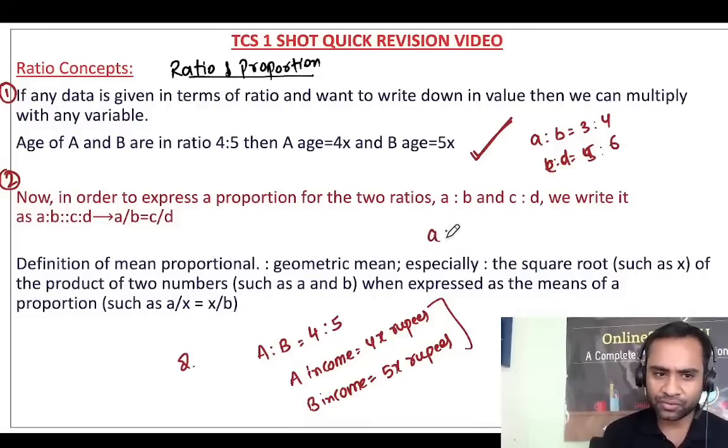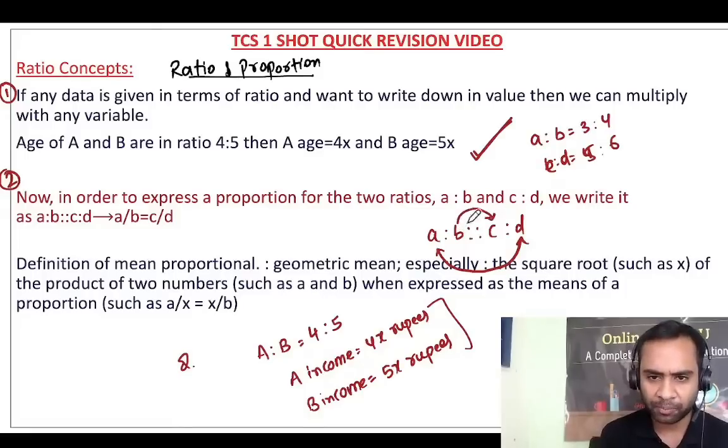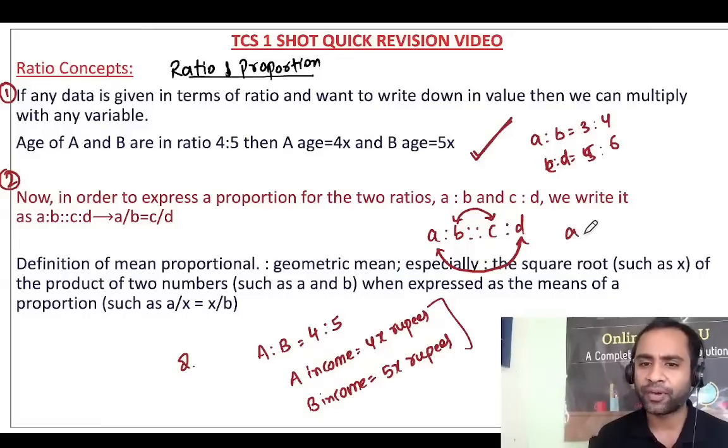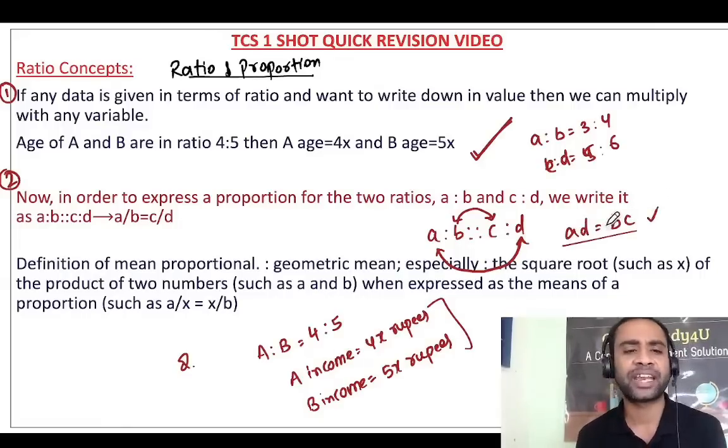So A is to B and then C is to D. Basically, you have to multiply this corner one, and multiply this two middle one, and equate. So AD will be equal to BC. Anyway, that concept I will cover in the problem. That's all done. So this is the second concept, right?